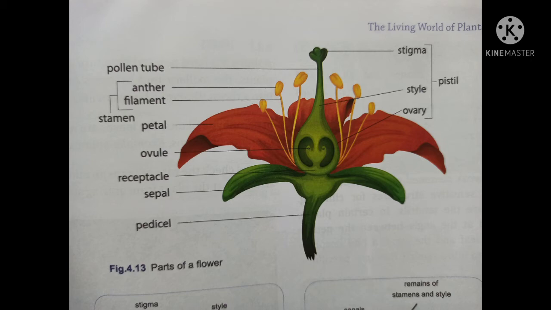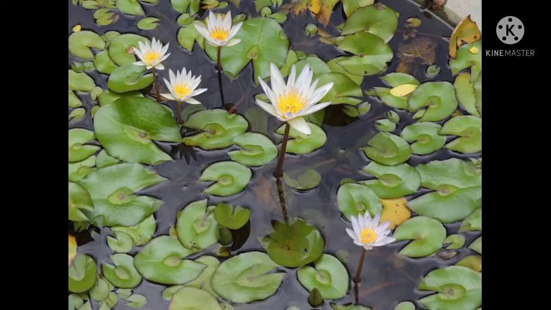Pistil has a swollen ovary at the base, which continues as a long style and ends as a sticky stigma at the top. The ovary contains the ovule, which has the egg or the female gamete. On fertilization, the ovary turns into fruits and the ovule into seeds. Functions of a flower. As flowers are the reproductive part of the plant, they help in reproduction and develop into fruits and seeds.